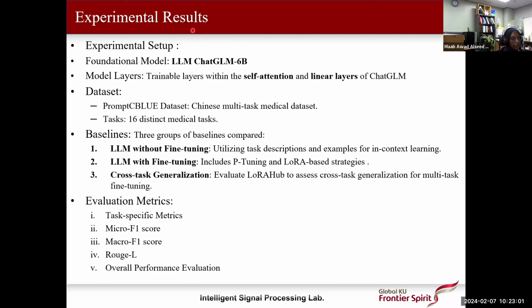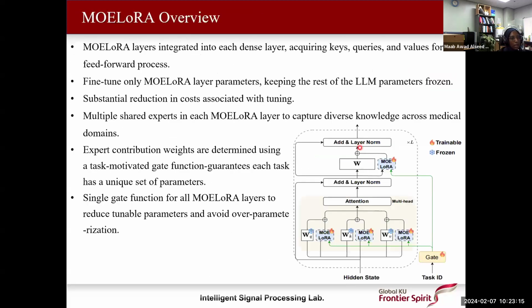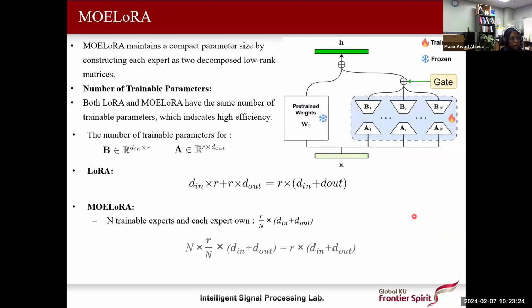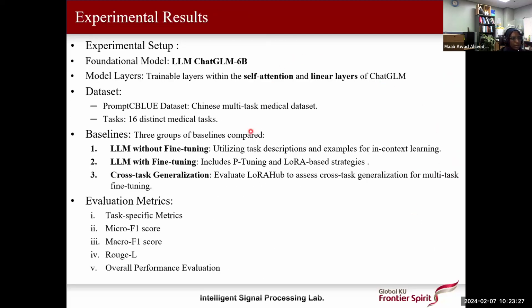First, for the fine-tuning, they use the ChatGLM model, the 6 billion model. And for the trainable layers, they didn't inject the adapters over all layers. They just injected them in the linear layers and self-attention layers. The dataset, as we said before, is the PromptCBLUE dataset, which is a Chinese multitask medical dataset. It contains 16 different medical tasks, but here they just use 8.